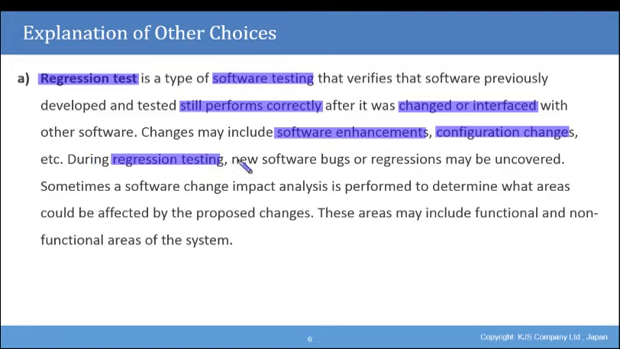During regression testing, new software bugs or regressions may be uncovered. Sometimes a software change impact analysis is performed to determine what areas could be affected by the proposed changes. These areas may include functional and non-functional areas of the system.